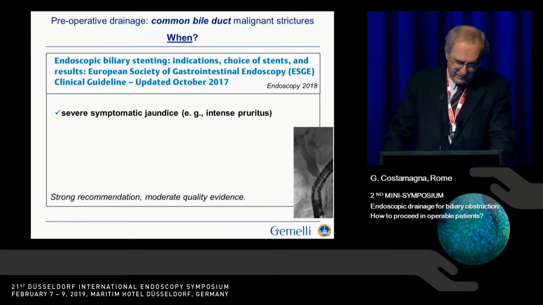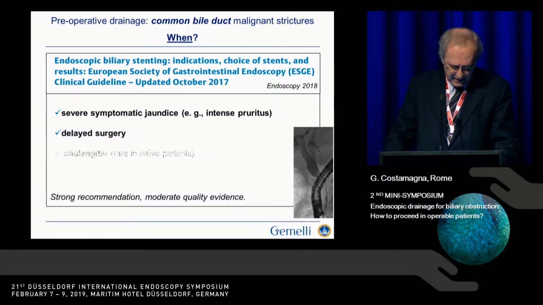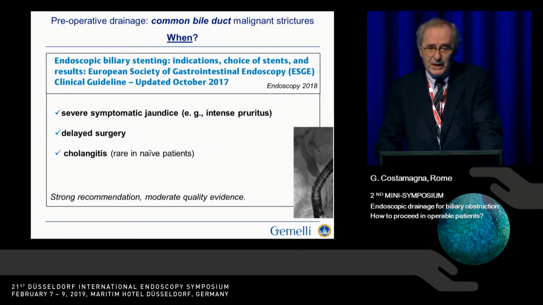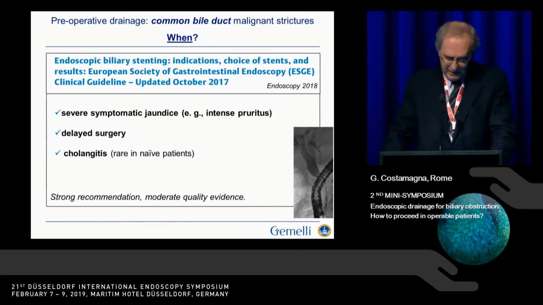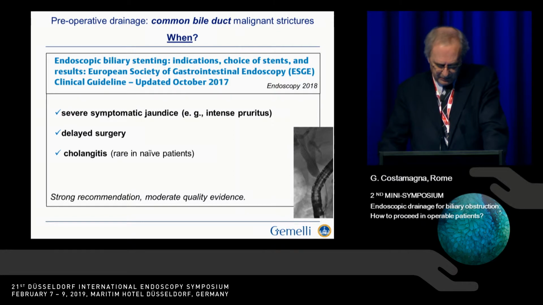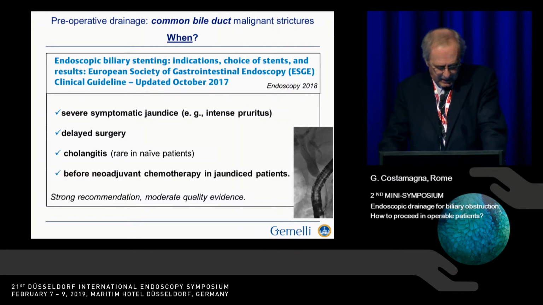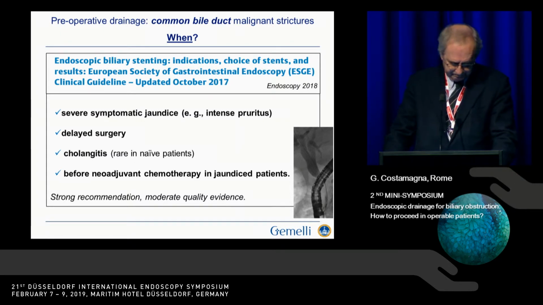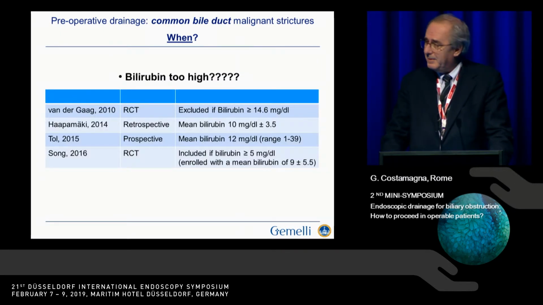When there is severe symptomatic jaundice, for instance intense pruritus, that you know is a very nasty symptom. When surgery is delayed, when there is cholangitis, but this is very rare in naive patients, usually cholangitis is secondary to manipulation, and before neoadjuvant chemotherapy in jaundiced patients. But the problem is how to define the bilirubin too high.